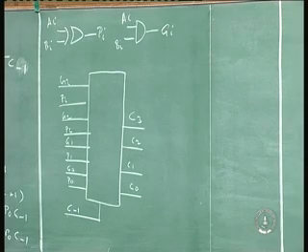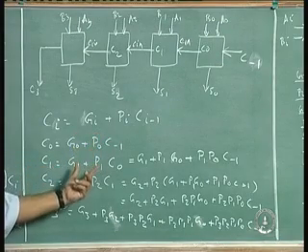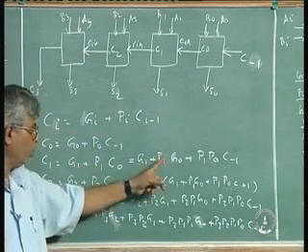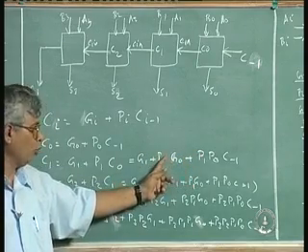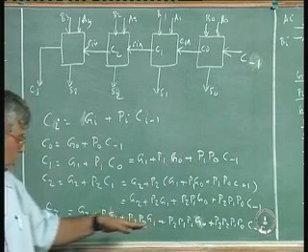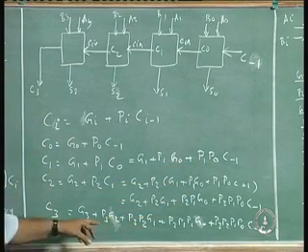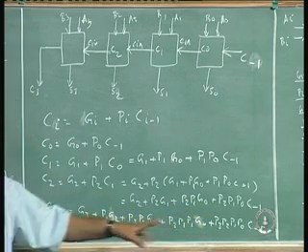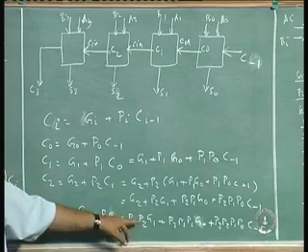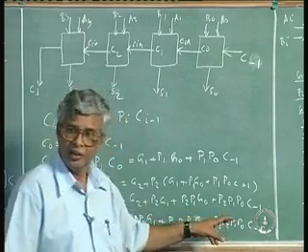For example, this will require only 2 gates, 1 AND gate for P0 and C minus 1 and 1 OR gate for these 2. This will require 3 gates, 1 AND gate for this, 1 AND gate for this and 1 OR gate. And this AND gate will have 2 inputs, this AND gate will have 3 inputs. The most complex circuit will be this, which will have 4 AND gates. This AND gate will have 2 inputs, this will have 3 inputs, this will have 4 inputs, this will have 5 inputs, followed by an OR gate.